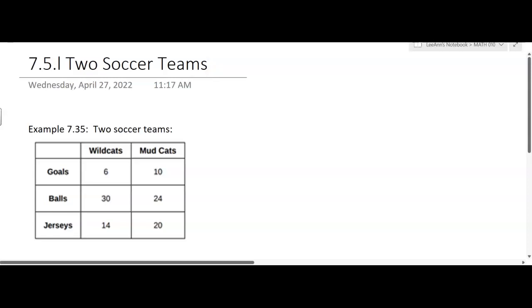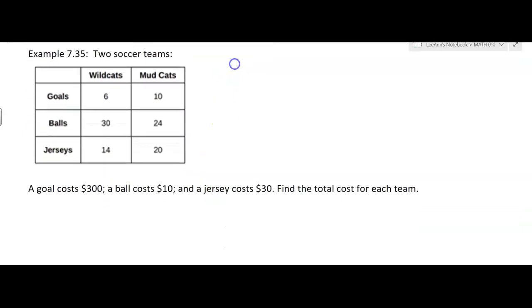Okay, so now we get to use our new knowledge with matrices to do a problem out in the real world. We have two soccer teams, the Wildcats and the Mudcats, and they have equipment needs. They need to buy goals, balls, and jerseys. You can see this is an array. The columns represent the two teams, and the rows represent the different types of equipment they need.